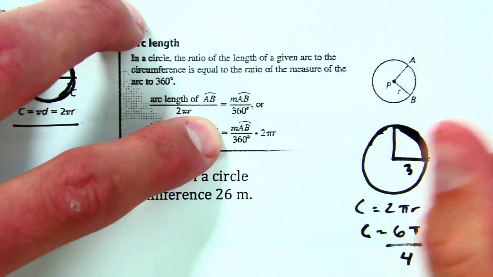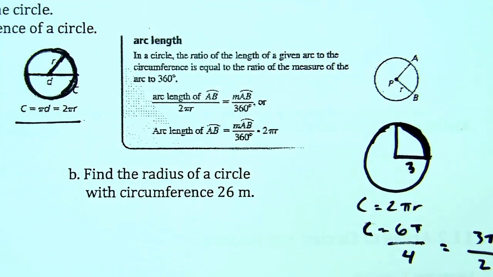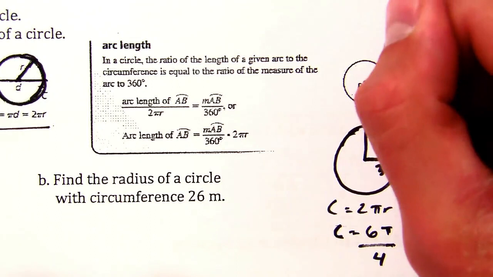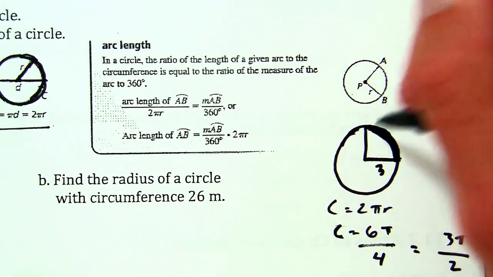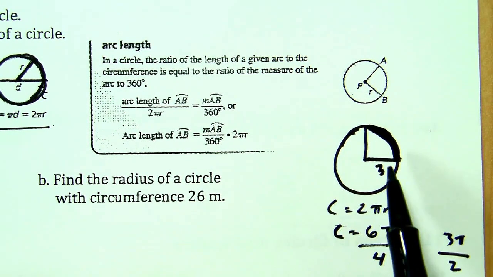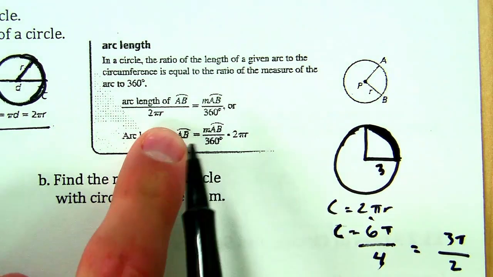Okay, and then you can simplify this, and this would become 3 pi over 2, and then whatever that ends up being would be your what we call arc length. This is an arc, and the length of that arc is, well, since it's just a fourth of the entire circle, find the entire circle and divide it by 4. And that is what this formula says right here.